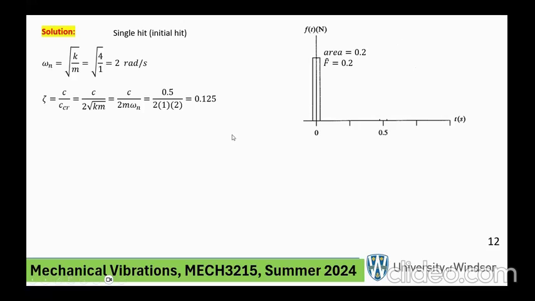So here's omega n, root of k over m. Zeta, c over c critical. We are given the value of c of the single degree of freedom system. And because we have the mass and stiffness, we can calculate the damping ratio. And then we can find damping frequency, which comes from this. And now we can write our response.